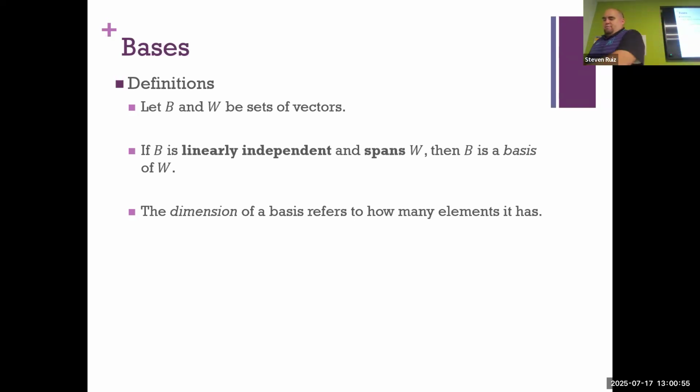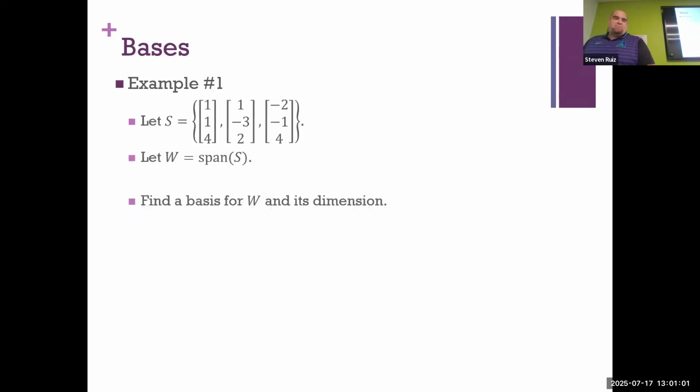So now we've talked about this new structure, this new thing called a basis. Let's make some. I'm giving you the small set of vectors, these three, and we want to find a basis for this subspace W. So any span of a set of vectors is going to be a subspace. So can we find a basis for this?